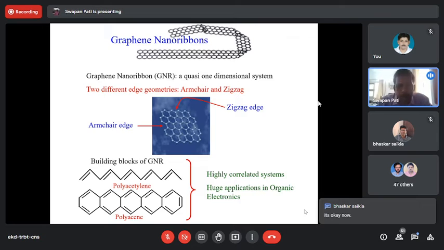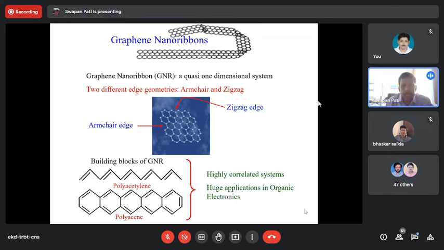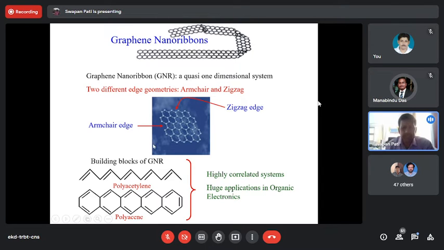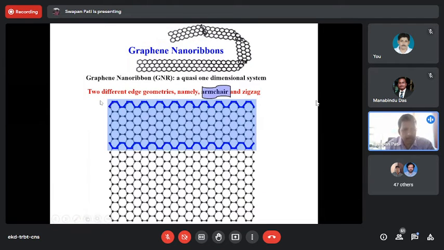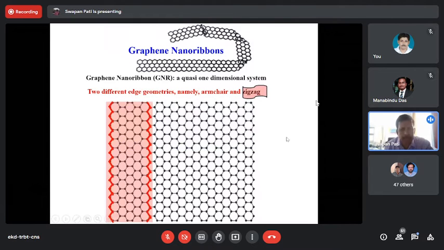So there are two types of edges you can form if you cut the graphene to a ribbon structure. You can have a zigzag edge ribbon or an armchair edge ribbon. These are all highly correlated systems. That means electron interactions are important here. So, for example, this is an armchair edge. As you can see, the edge structure of this graphene nanoribbon is armchair, on both sides. Or you can have these zigzag edges. See the difference between the armchair and zigzag.